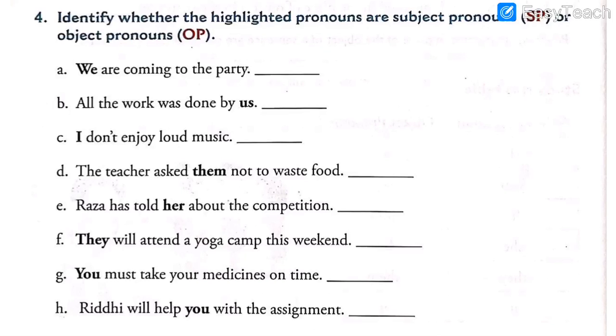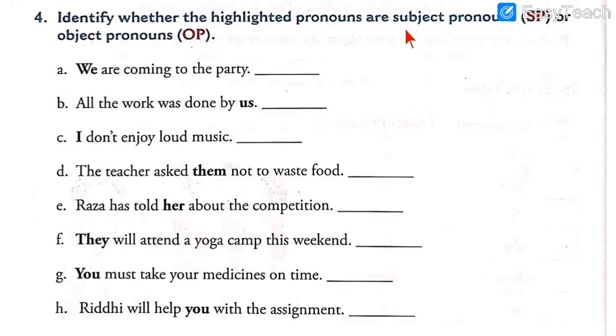Means you have to identify the highlighted words, like the words are highlighted over here. You can see in bold black color it is highlighted: we, us, I, them, etc. Like that, in all the sentences which you can see on the screen, in every sentence at least one word is highlighted. So we have to identify whether the highlighted word is SP or OP.